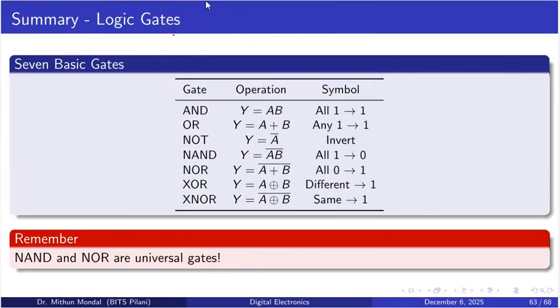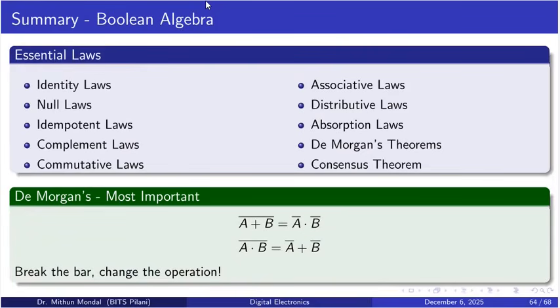We have seen the logic gates. So 7 logic gates we have seen: AND, OR, NOT, NAND, NOR, XOR, XNOR, and their operation, their symbol we have seen, and how do we convert from one to another. And in this tutorial we have seen the universal gates NAND and NOR, which can be used to convert into any basic functions. And the Boolean algebra, the essential laws are very important.